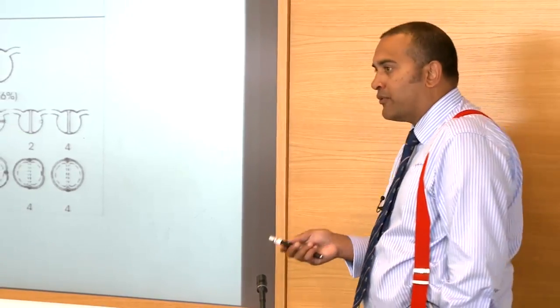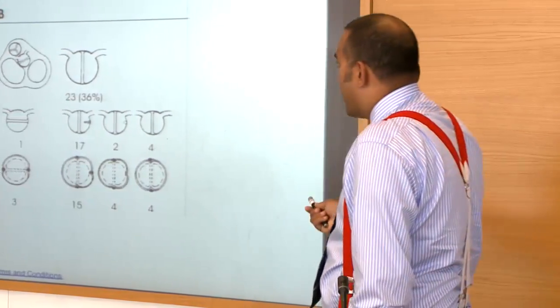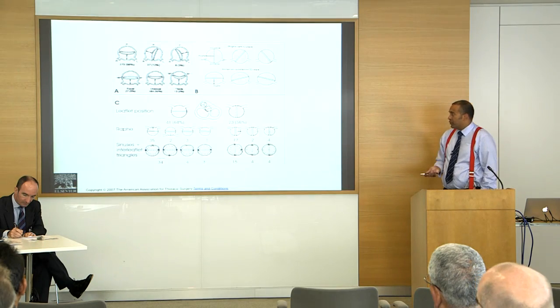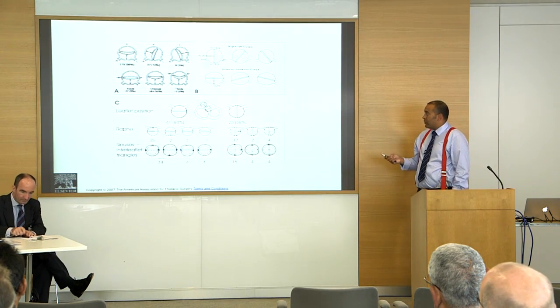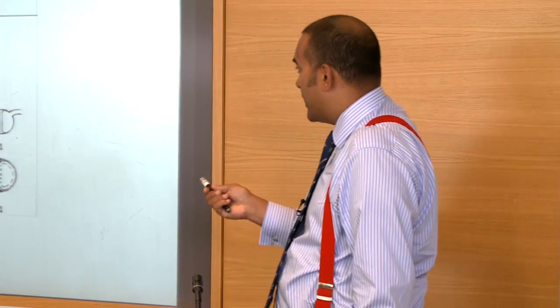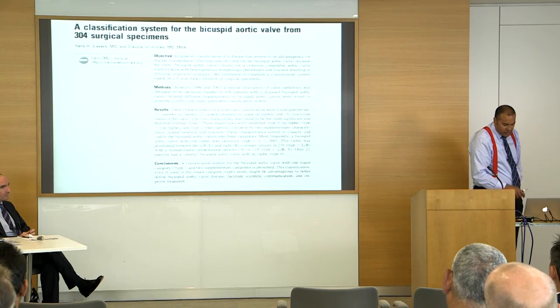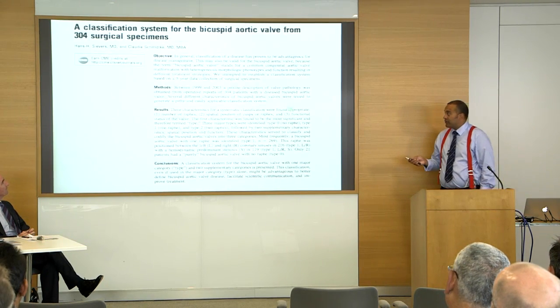So a number of different people have tried to classify the bicuspid valve, Rousseau, Angelini, and they've based it on the number of raphe, the position of the cusps, the anatomy of the cusps. But I think perhaps the most useful classification is the Sievers classification.